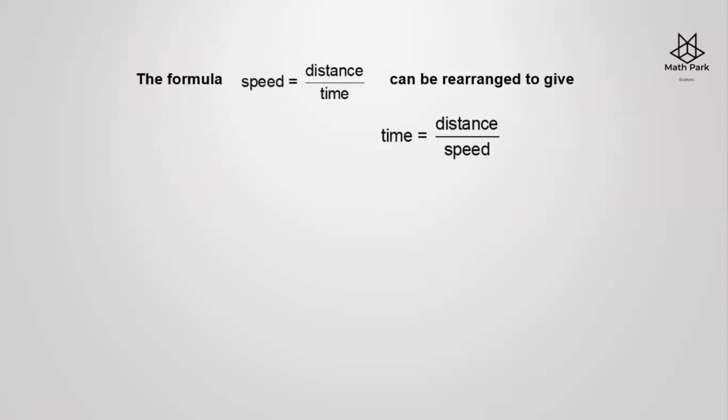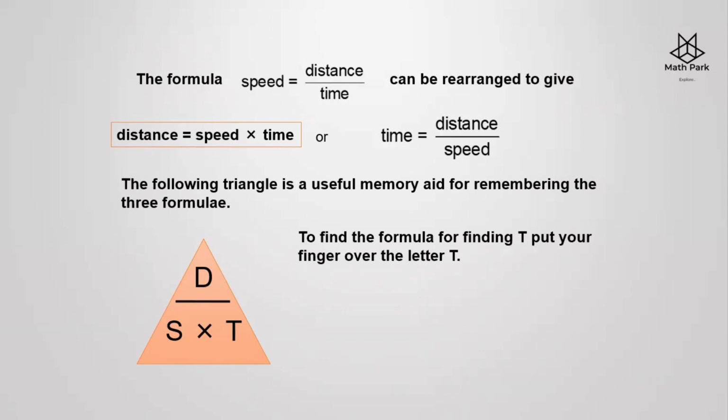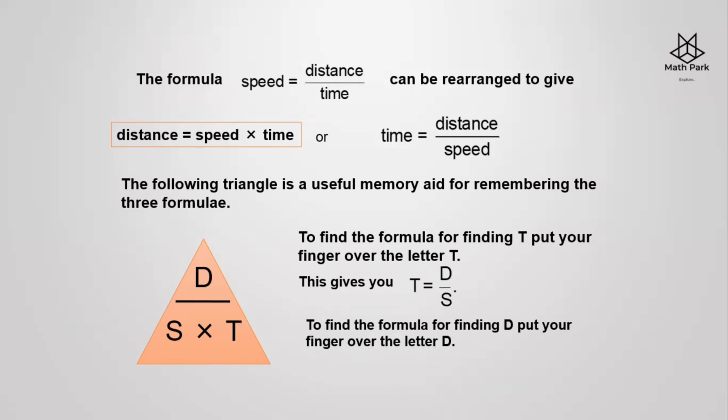The formula speed is equal to distance upon time can be rearranged to give time is equal to distance upon speed, and distance is equal to speed into time. Okay, so the following triangle is a useful memory aid for remembering the three formulae. So DST, this is the triangle created. To find the formula for finding time, if you know speed is equal to distance upon time, you already know. Just put the finger on T, you get distance upon speed. So time is equal to distance upon speed. To find the formula for finding D, just put your finger over D, you get distance is equal to speed into time.